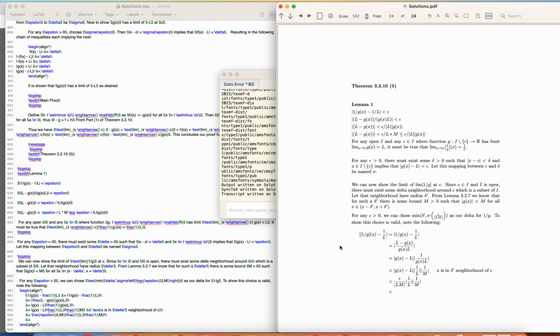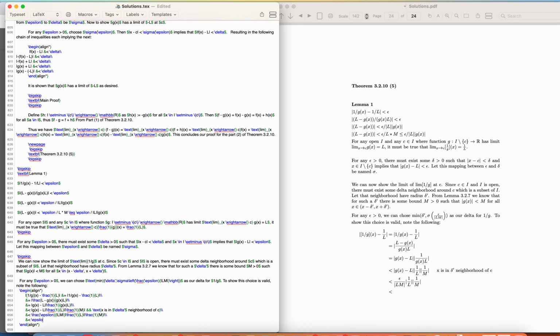Yeah, I think now it makes sense because you specifically chose delta so that if x is in the delta neighborhood of c, then g of x minus L is less than this value, epsilon over L M, where L and M are known values, whereas the limit at M is the bound that you discovered for some arbitrary open neighborhood. Yeah, now it makes sense.